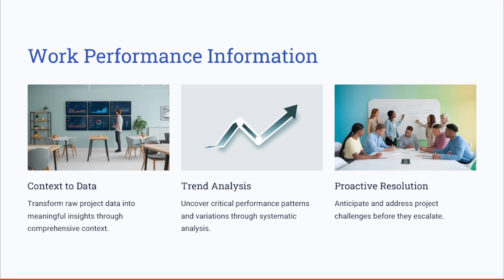The next concept here we have is the work performance information. So we already covered the work performance data, how it can be collected, what its benefit is, and how it can be turned into the work performance information. The work performance information transforms the raw data into actionable insights by analyzing the trends, variances, and patterns. For example, let's take task completion data, which can reveal whether the project is ahead or behind the schedule.